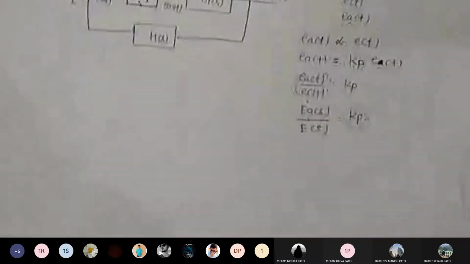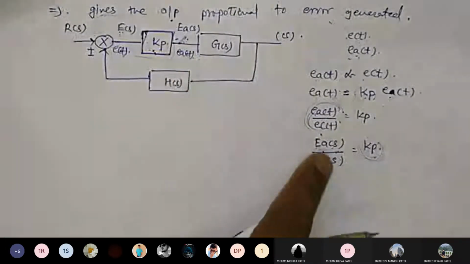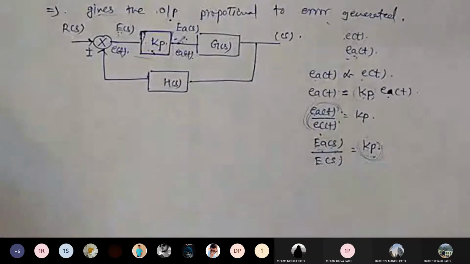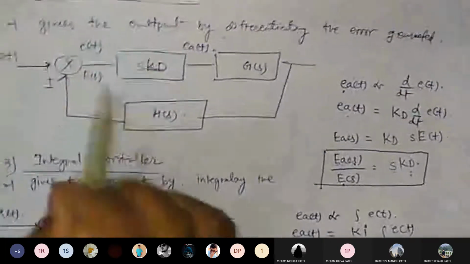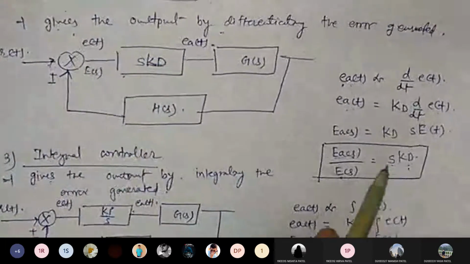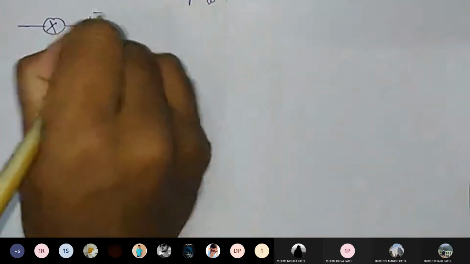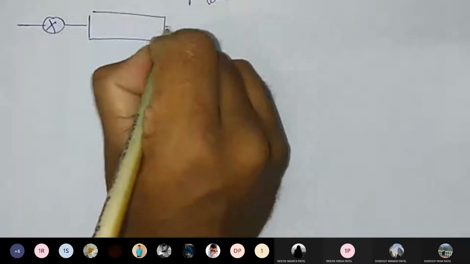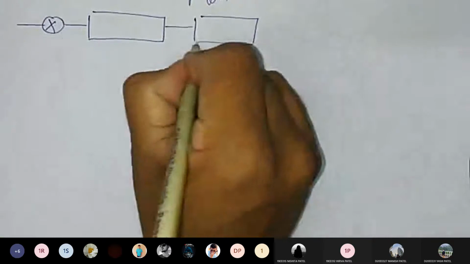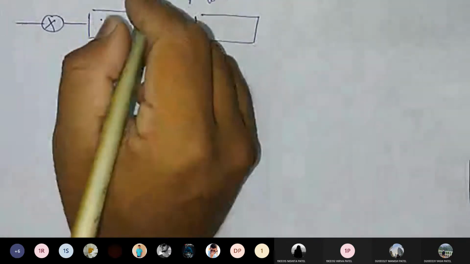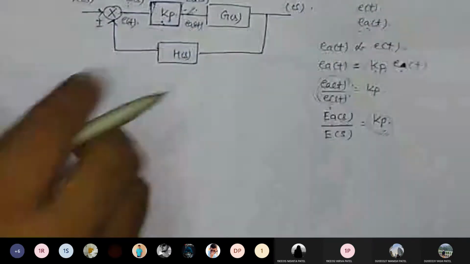First you have got this proportional to the error generated, so you will be having Kp. And the second one is the derivative of the error generated, which is nothing but s Kd. So you will be having one particular block diagram in which the controller will be separate, one part being this one, Kp.